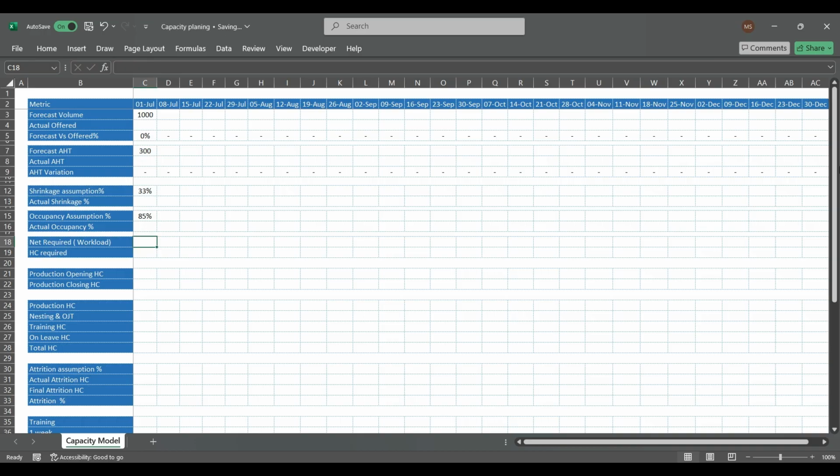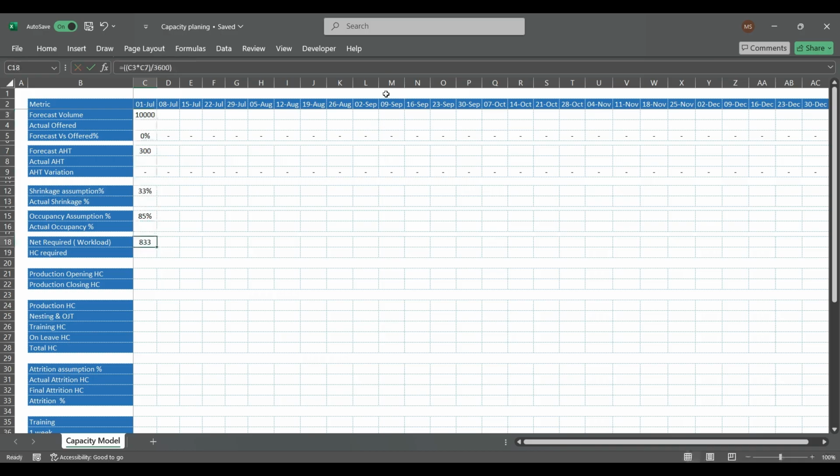First we will calculate the workload. Here I am adding the formula, and we will multiply this volume with AHT. After that I'll divide this number by 3600 because the workload will show in seconds, so first I need to convert it into hours. Now we can see here it shows 83 hours, so I'll consider 83.33.